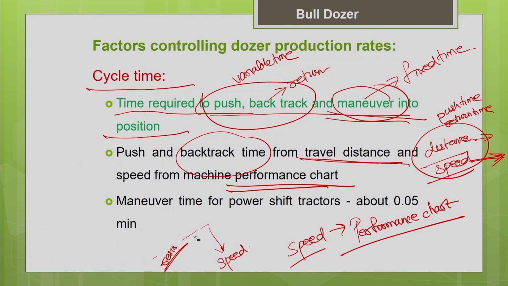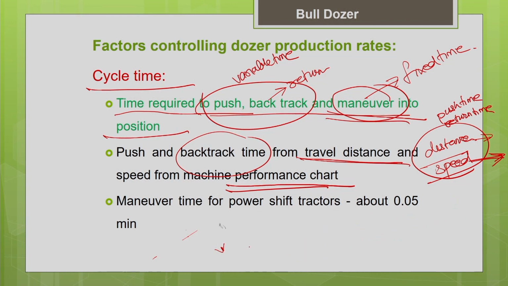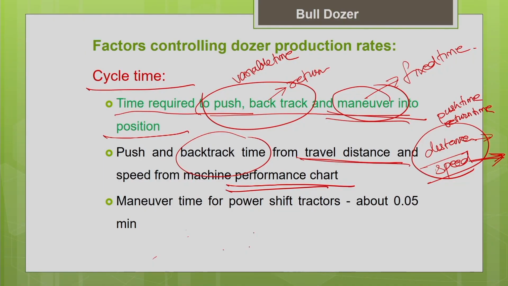Now let us see what this maneuver time is. Already I told you, maneuver time is nothing but the time needed for changing your speed, accelerating, changing the gears or reducing the speed. So that is what is called maneuver time. This maneuver time will depend upon the type of transmission. In all the machines there are two types of transmission possible: either direct transmission, or the torque converter, or power shift.